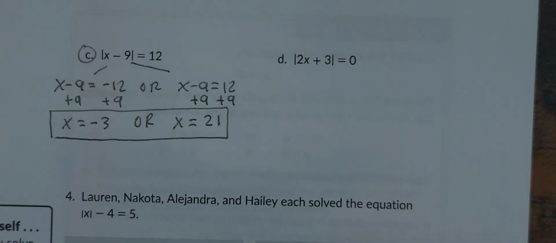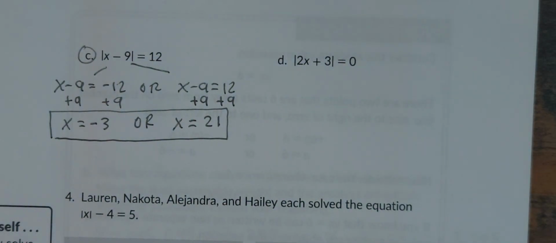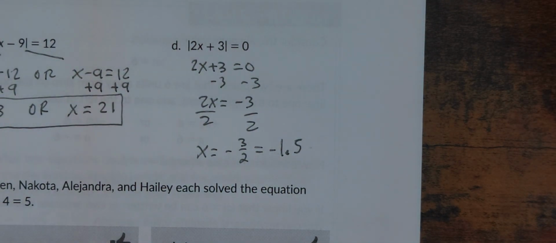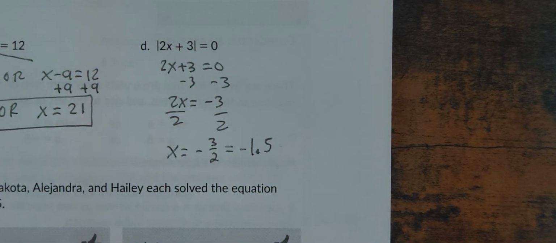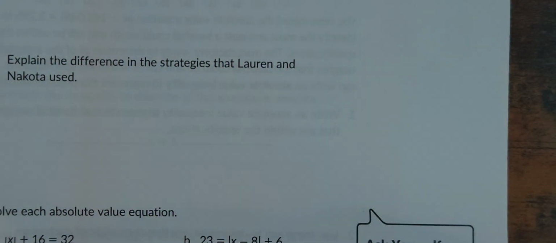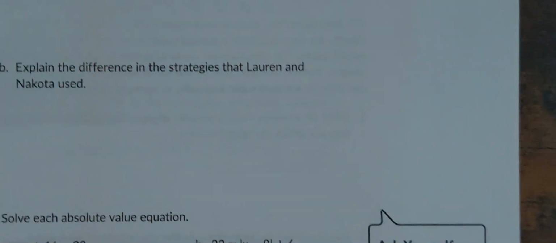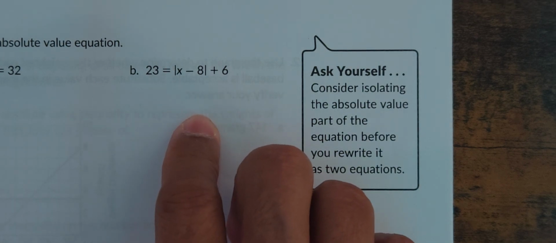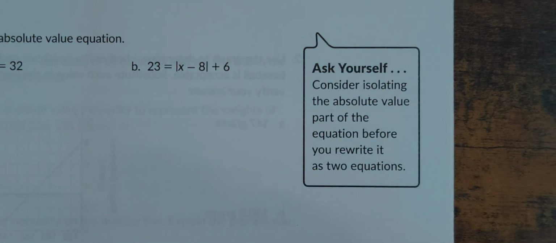So I'm going to have you try part D. Go ahead and try D. The solution to this one is negative 3 halves or negative 1.5. Okay, so let's go to page 47. I am not going to go over A and B, but I want you to see these. These are a little bit different. Okay, so I'm going to go over each one of them.